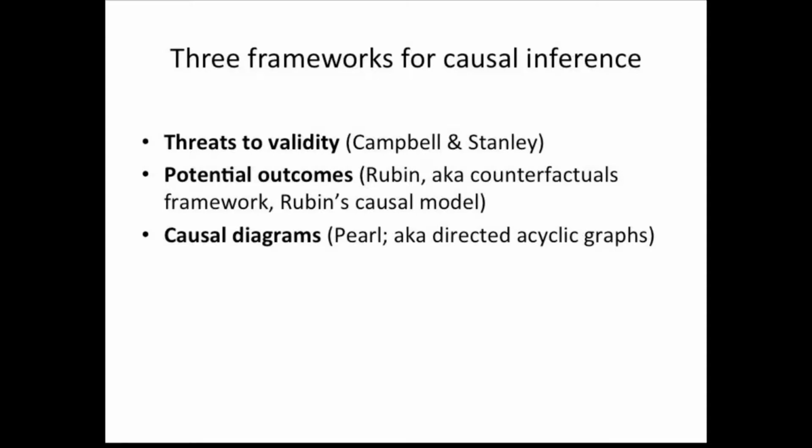So, we have three formal frameworks for discussing causal inference in the social and biomedical sciences. There's the threats to validity framework. People talk about Campbell and Stanley. I'll show you in a second. The threats to validity framework is the classic way of talking about this. Dates back to the early 1960s.